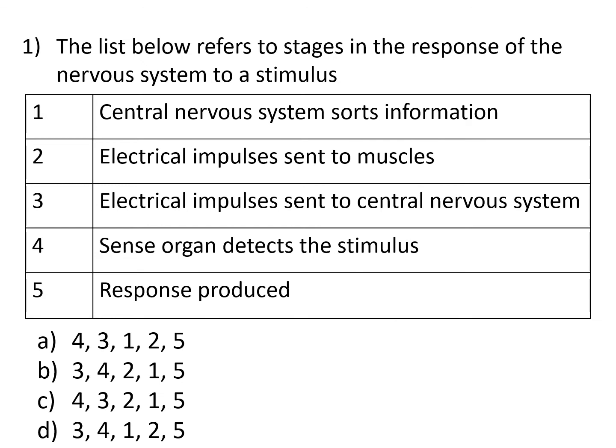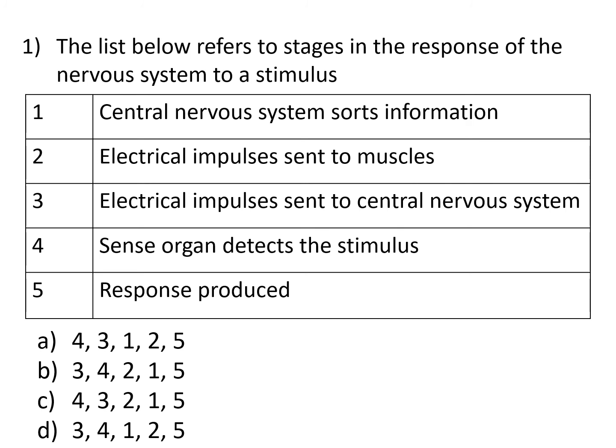If you didn't, you need to go watch the video again from the start. Let's try some SQA questions that have come up previously in the past. Question 1 says the list below refers to the stages in response of the nervous system to a stimulus. And you need to put the stages in order.